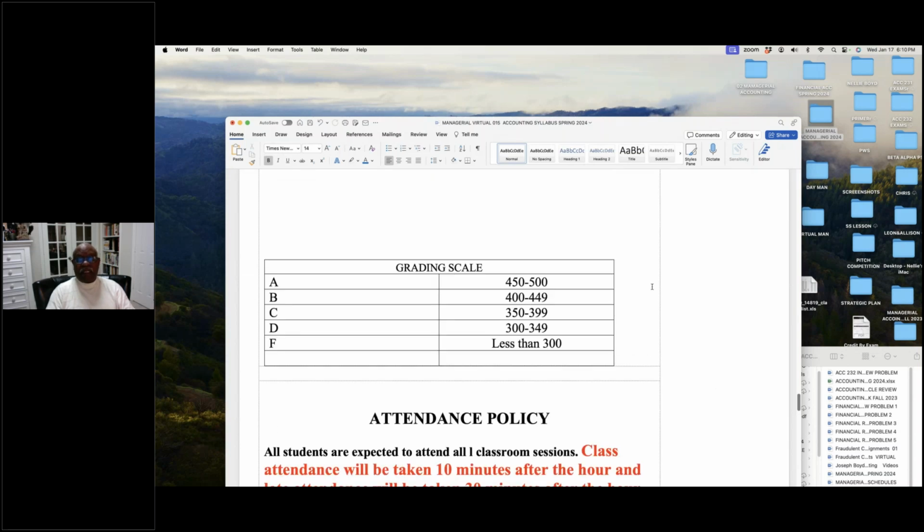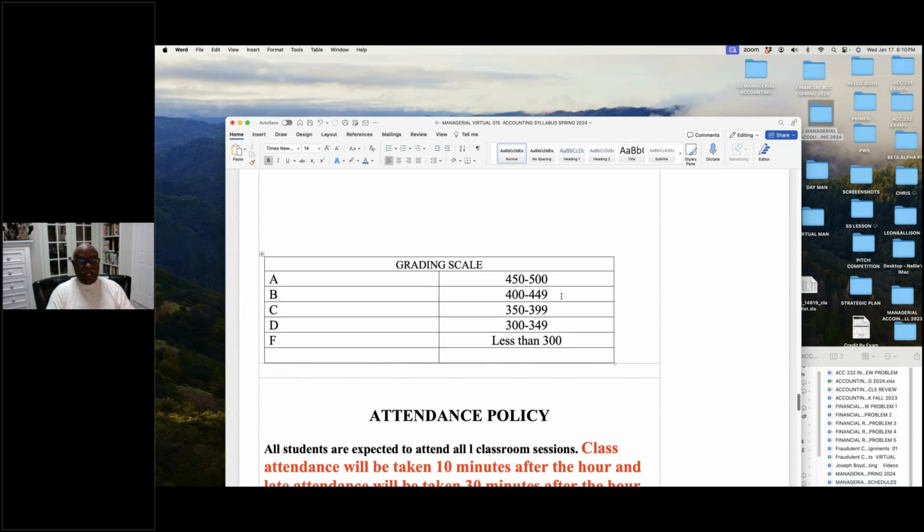Grading scale: you need 450 points for an A, that's 90%. You need 400 points for a B, that's 80%. 350 points for a C, that's 70%.